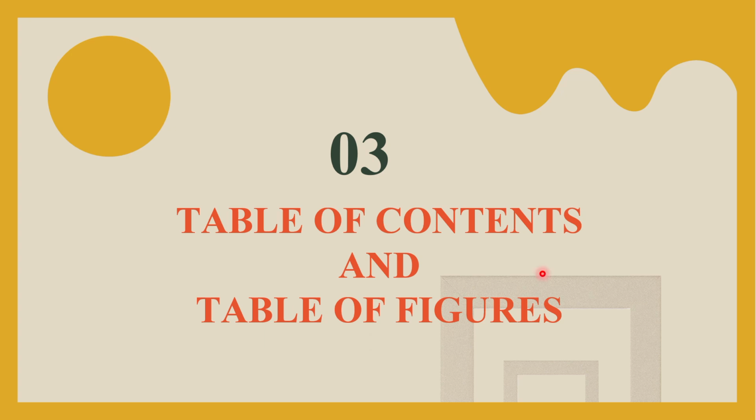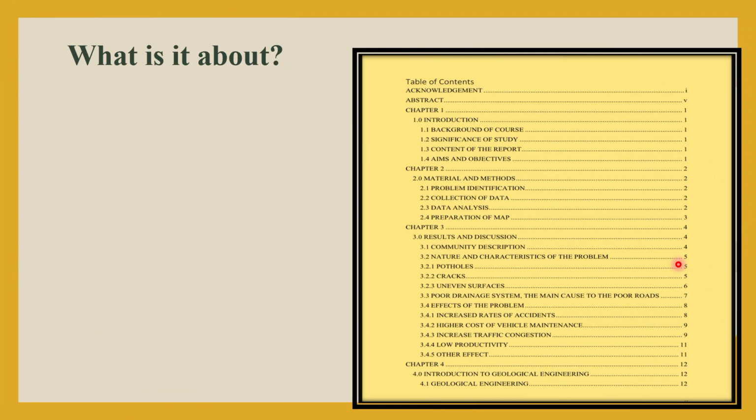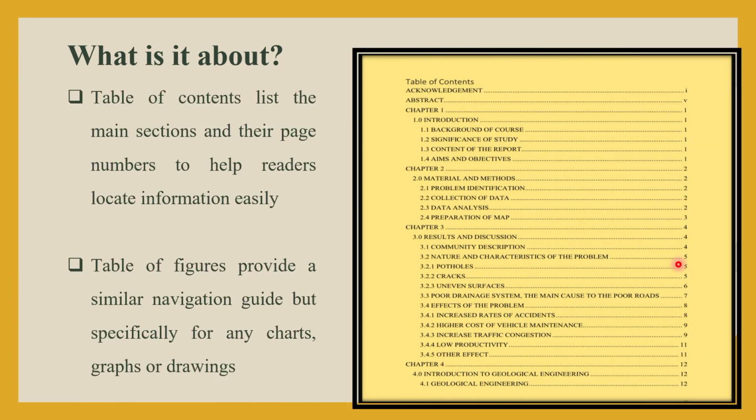Well, let's go into it and let's see what the table of figures and the table of contents talk about. So, what is it about? The table of contents lists the main sections and their page numbers to help readers locate information easily, while the table of figures provides a similar navigation guide, but specifically for any charts, graphs, or drawings. So this is an image of how the table of contents looks.